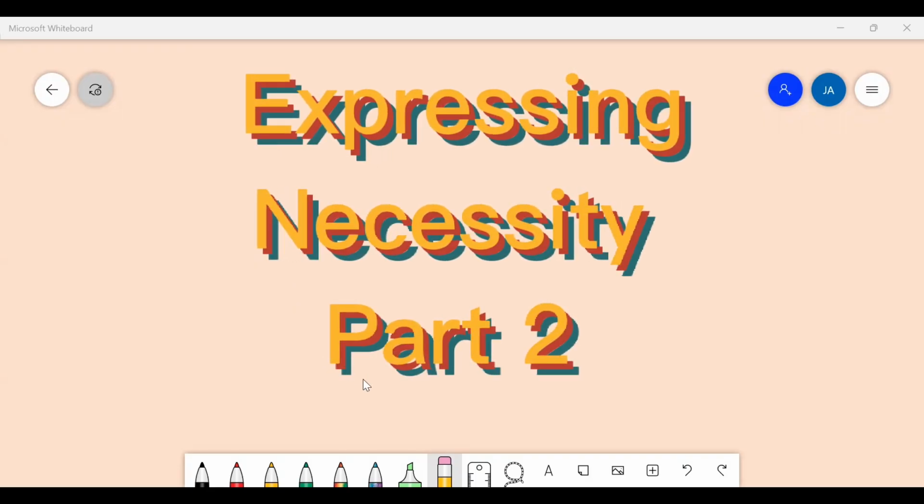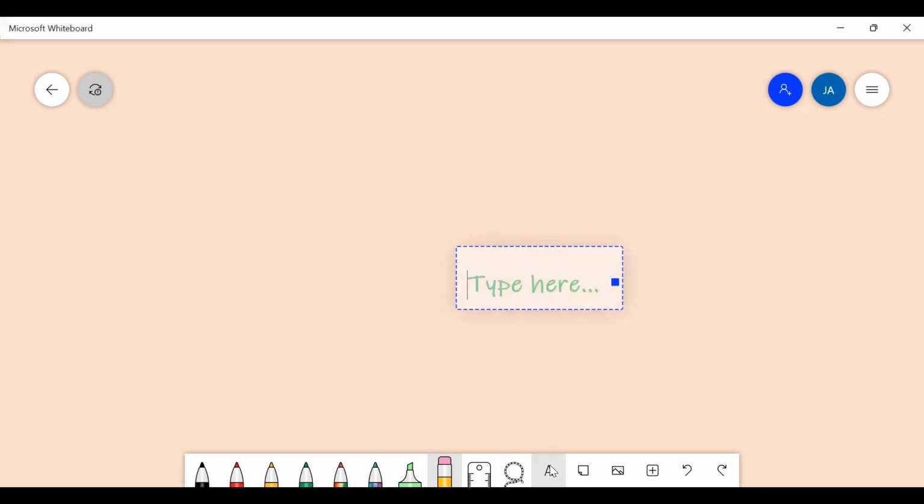Today, we'll complete our idea about expressing necessity in English. In part one, we talked about two modal verbs used to express necessity in English according to two degrees. One very strong degree that is must, and the other is have to. Let me remind you somewhat of what we have said before.